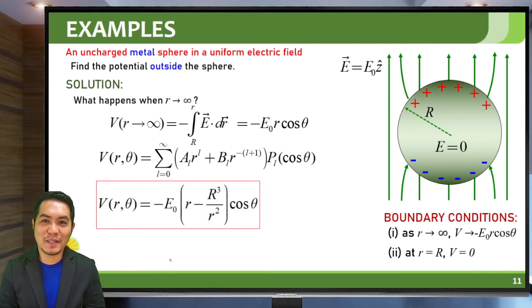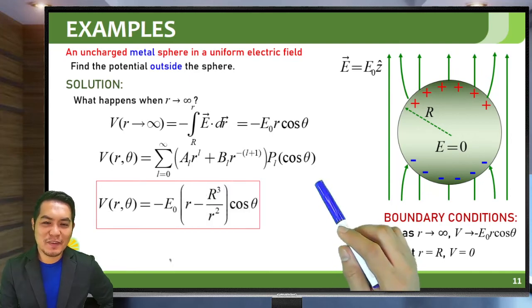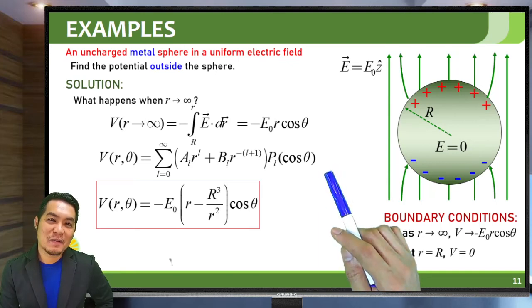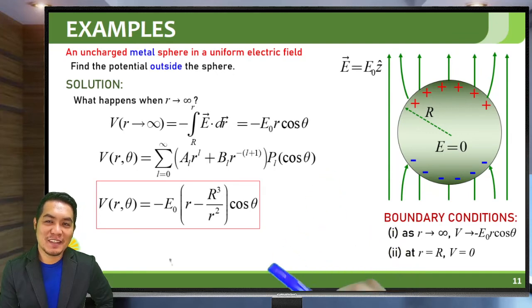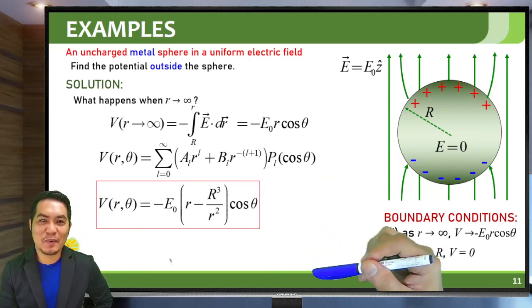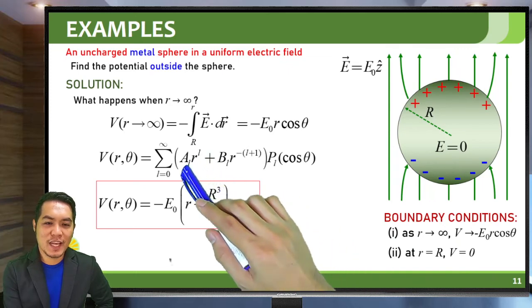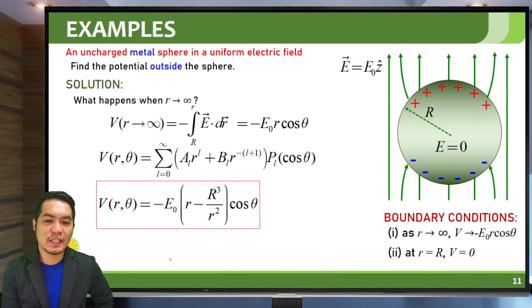I will no longer be solving this problem, but it's just very easy. Actually, we'll find out that separation of variables in spherical coordinates is much easier to solve as compared to Cartesian and cylindrical coordinates. So applying the boundary conditions, we can now solve for A_L and B_L, and we get this value.